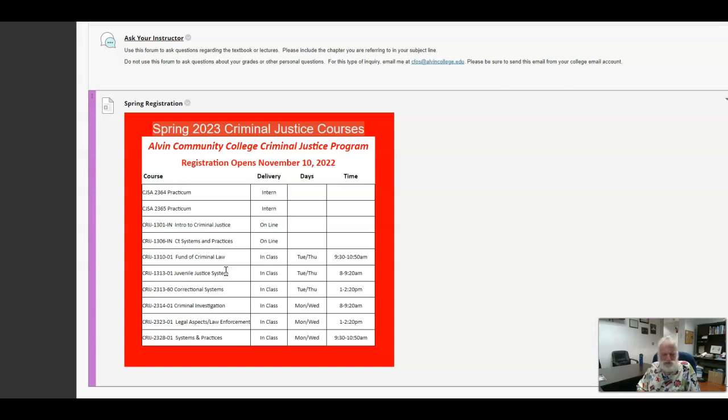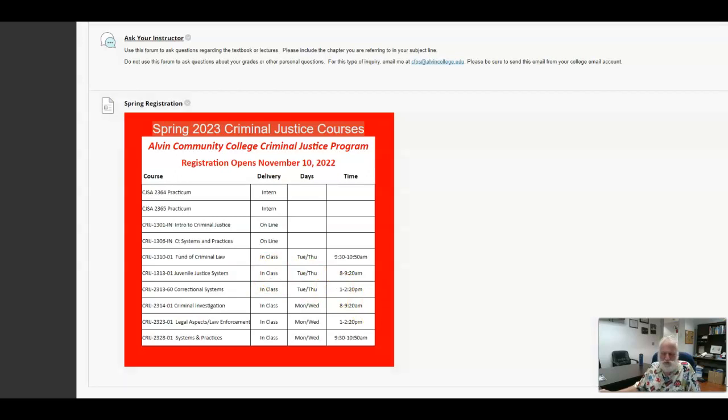The Court Systems and Practices class is offered on Mondays and Wednesdays at 9:30 a.m. And then Monday afternoon, we've got Legal Aspects of Law Enforcement, kind of a case law class. So you've got the actual codified law in this class, and the case law is more how the courts allow you to do things. Well, those are the courses available.